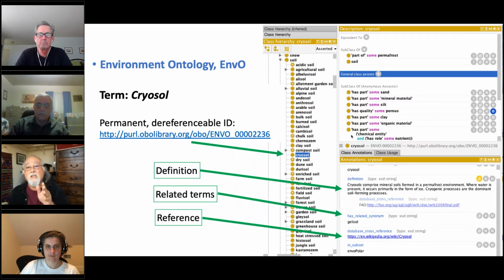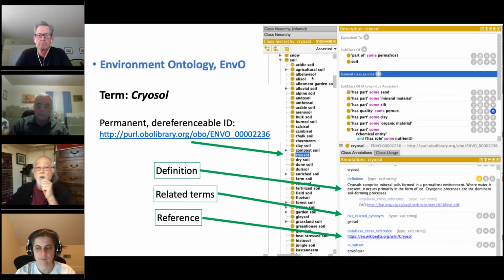This is actually an application that's interpreting the very formal language, the knowledge representation language that's underneath ENVO. It's what ENVO is authored in. And you can see, first of all, there's this term cryosol right here. And the first thing to note is that it has a permanent dereferenceable identifier. And that you can see right over here. If you take this HTTP URI and plug it into your web browser, you will learn what cryosol is.